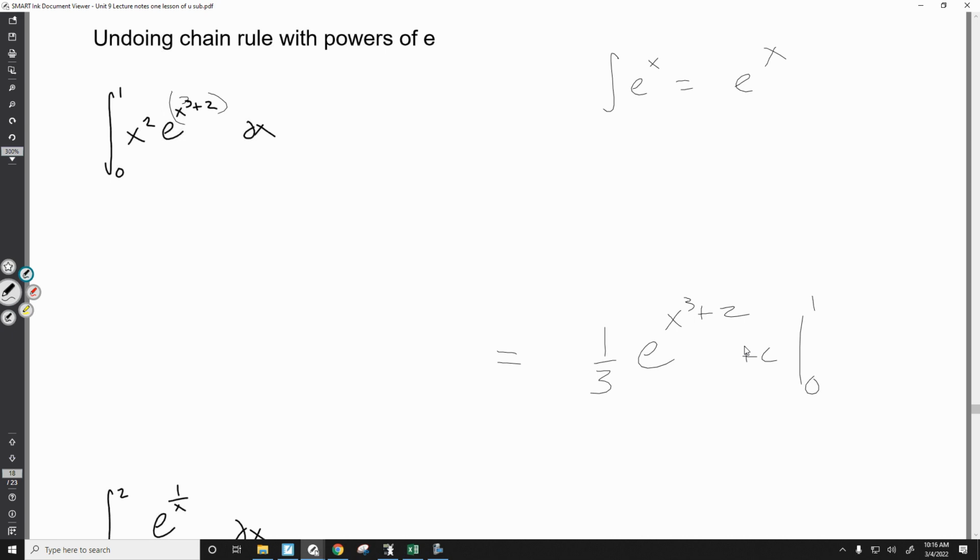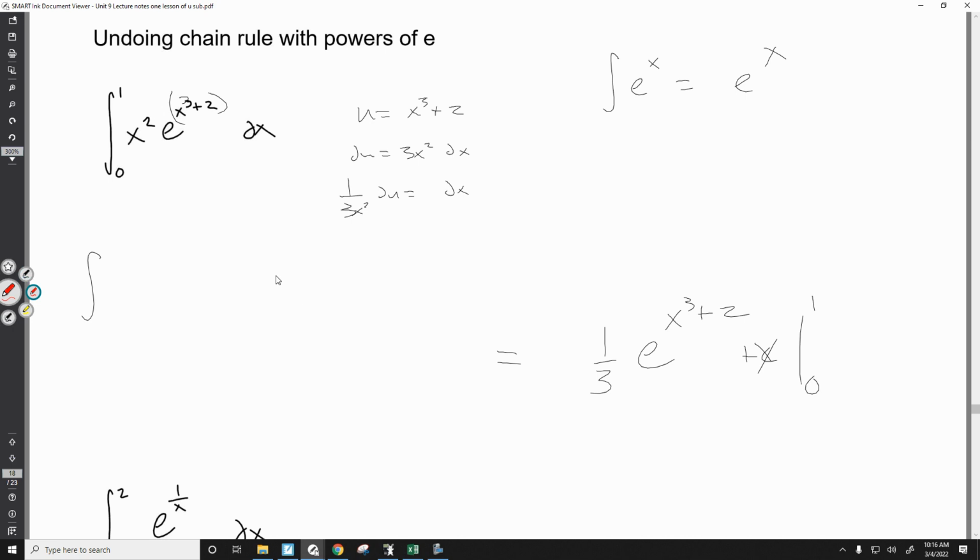Let's say you haven't been able to figure that out so far. Well, here's how you would handle powers of e. Set u equal to the power of e. du equals 3x squared dx. There's that 1/3. It's going to show up once we u-substitute. Now watch, be ready.